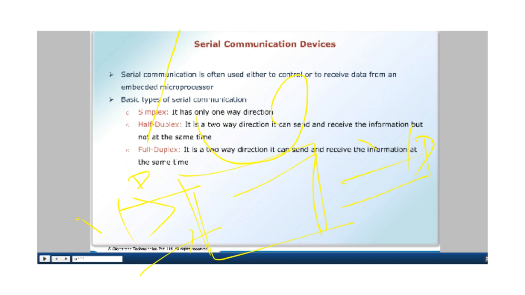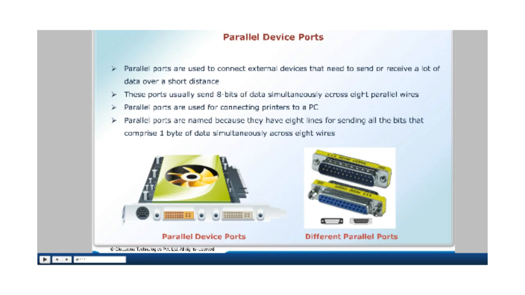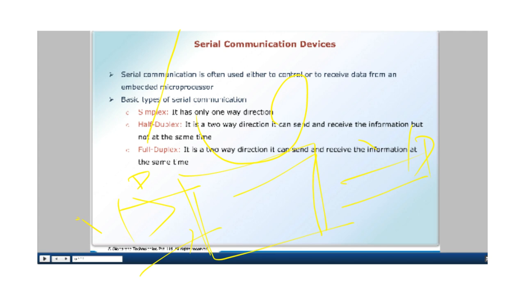What is meant by simplex? What is the definition of simplex? It is only one way of direction. That means simplex is used to send or receive data in one-way direction. Either it may be sending or receiving, but we can't send and receive information both at a time. We have only one-way direction. That is known as simplex.